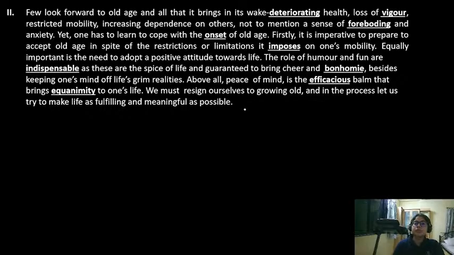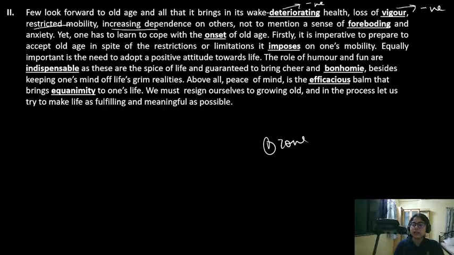Few look forward to old age and all that brings in its wake: deteriorating health, loss of vigor, restricted mobility, increasing dependence on others, not to mention a sense of foreboding and anxiety. A lot of words are used, but let's try to understand the tone of these words, in what context they are used. Well, as you can see, it's talking about mobility कम हो जाती है, dependence बढ़ जाता है, right? So obviously all of these words are discussing something negative that happens during old age.